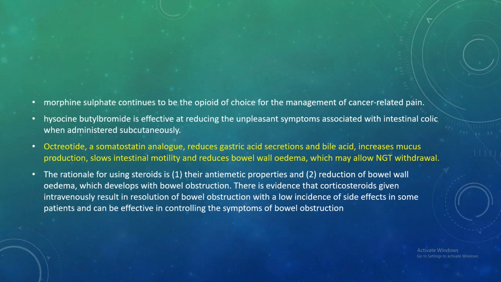Another thing you can give is octreotide. Octreotide is a somatostatin analog. It reduces gastric acid secretions and bile acid. It increases mucus production, slows intestinal motility and reduces bowel wall edema, which will also help in nasogastric tube withdrawal.